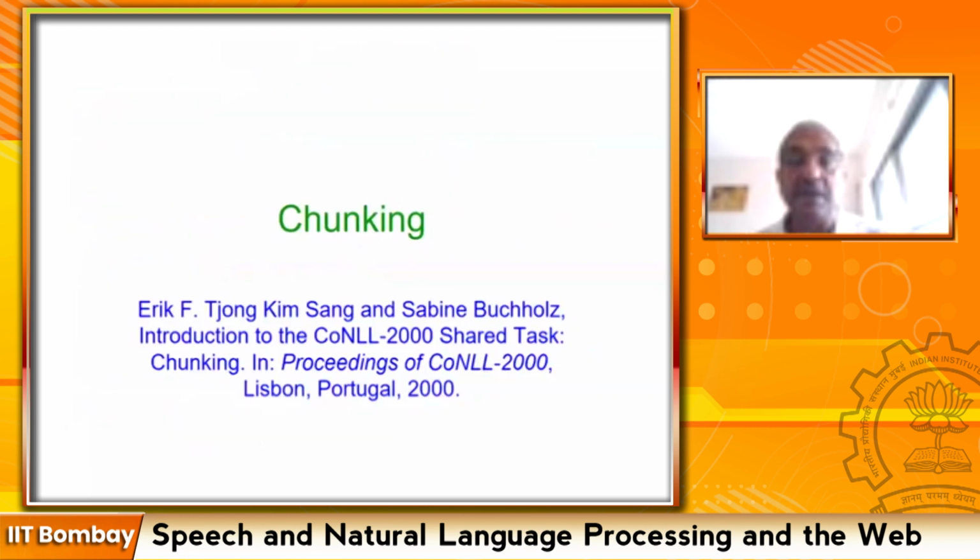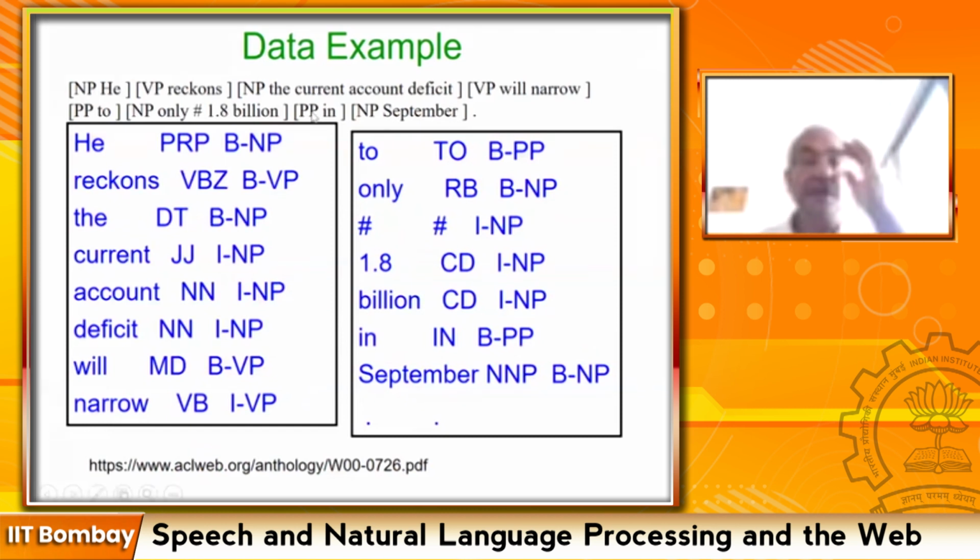But let me go to chunking, because chunks are targets for, let's say, question answering, or feeders into question answering. So he reckons the current account deficit will narrow to only 1.8 billion in September. So please verify that you're looking at data example for chunking. He reckons the current account deficit will narrow to only 1.8 billion in September.